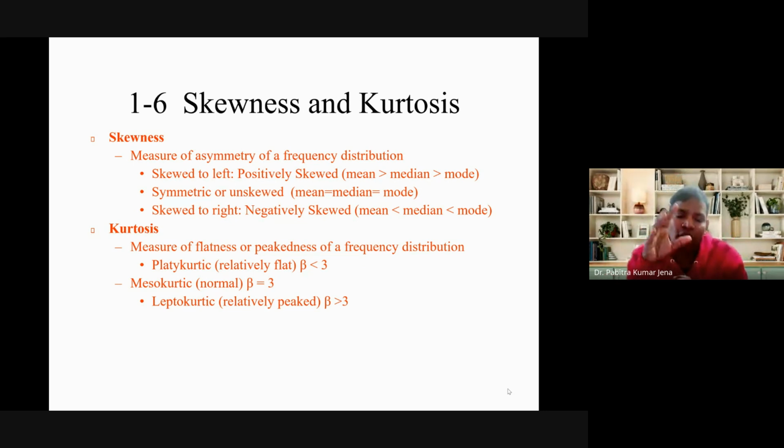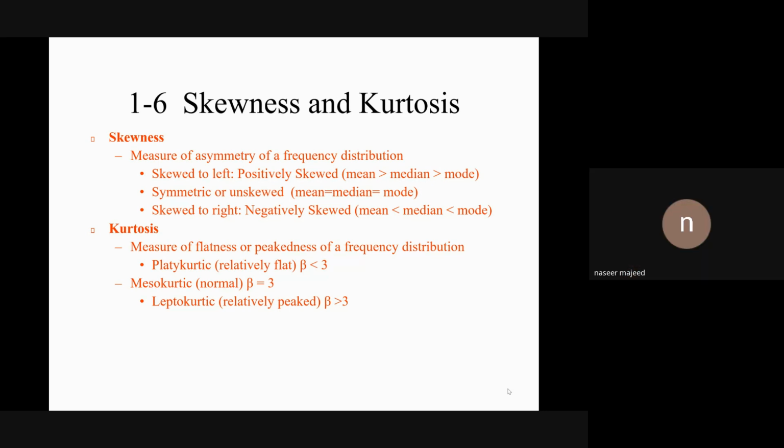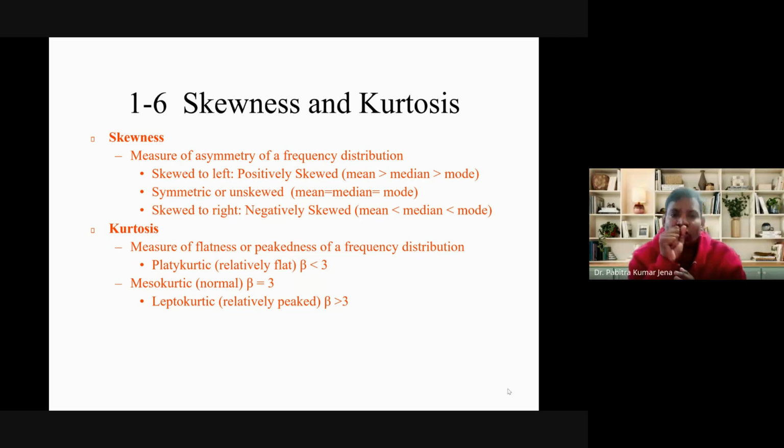With skewness, you are trying to find out whether the data is symmetric or not. Symmetric means how it is tilting to both sides. But kurtosis shows, when it is symmetric, what the height is, whether it is more peaked or more flat. If it is more peaked or more flat, that is also problematic. It should be normal, with a beta value near 3. Platykurtic is relatively more flat. Leptokurtic is relatively more peaked. That is not desirable.